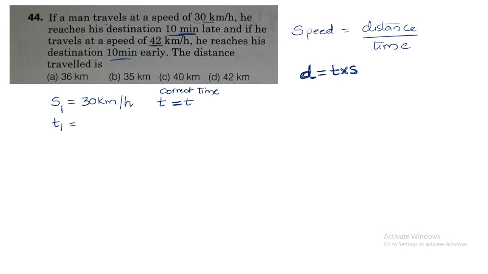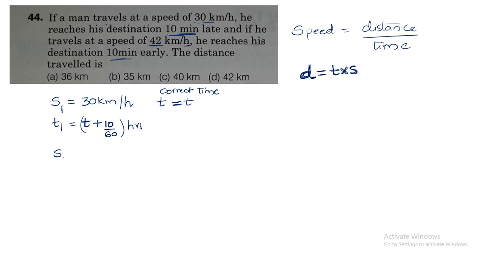So t1 means he is reaching 10 minutes late. So 10 minutes late means, for the correct time t, we are going to add 10. Here if you observe, the units are hours, but this is 10 minutes. So that's why we need to divide by 60 to make it into hours. So this is nothing but my time t1.